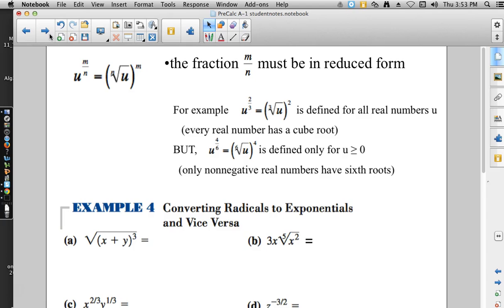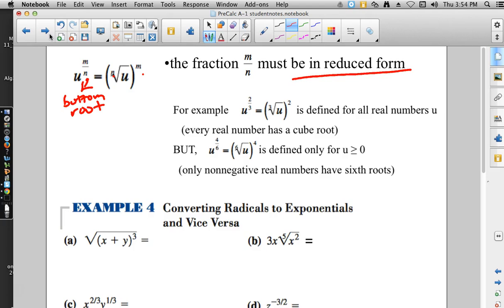So u to the m over n power, we can split that as putting the n as the index because this is the bottom one, and that's the one that gives you the root, and then raise it to the mth power. But the fraction m over n must be in reduced form. Now, that brings us another problem area. Like we talked about earlier, if you have an even root, you have to go back and look at the problem and see when they wrote this problem, could there have been negative answers? What would happen? Well, it's a similar thing here.